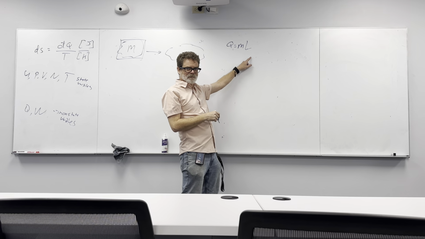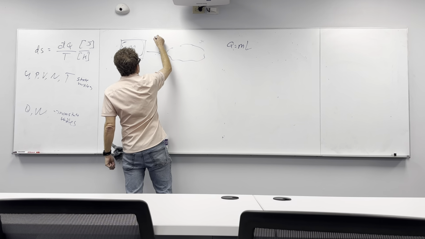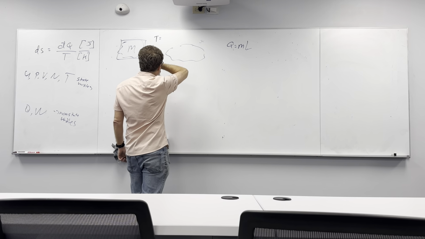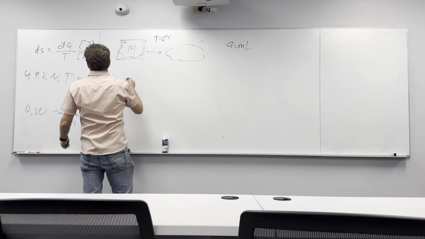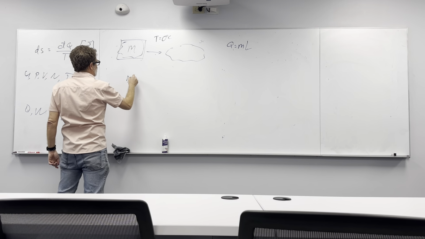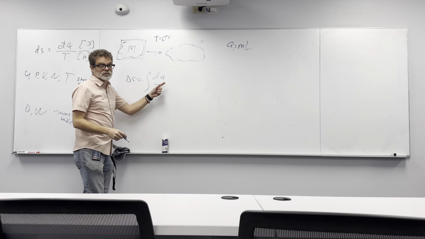Anybody remember this? So I can calculate the entropy change because this happens at what temperature? Ice going to water, 0 degrees Celsius. So I would integrate this, so I get delta S equals the integral of dQ over T, but Q is constant.